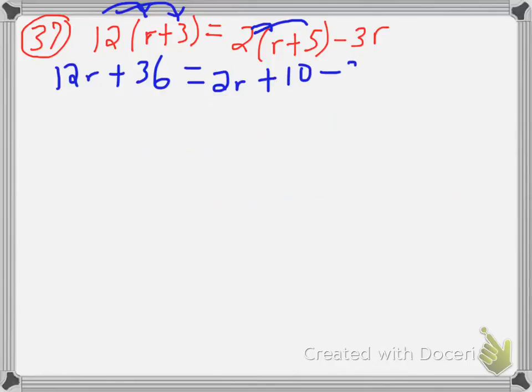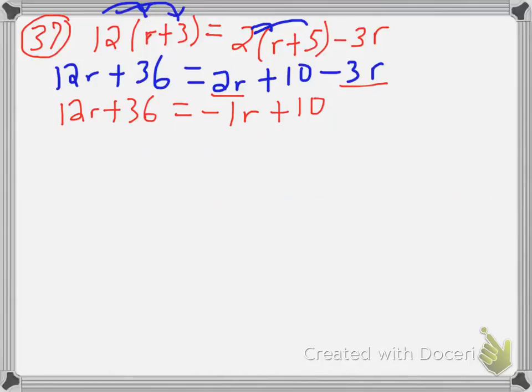And then we still have this minus 3r out on the end that is not part of the distribution because it's not inside the parentheses. Now I'm going to combine my like terms. On the left side, there are no like terms, so I just leave that as 12r and 36. On the right side, I have a 2r and a negative 3r. So 2r minus 3r is a negative 1r, plus 10.